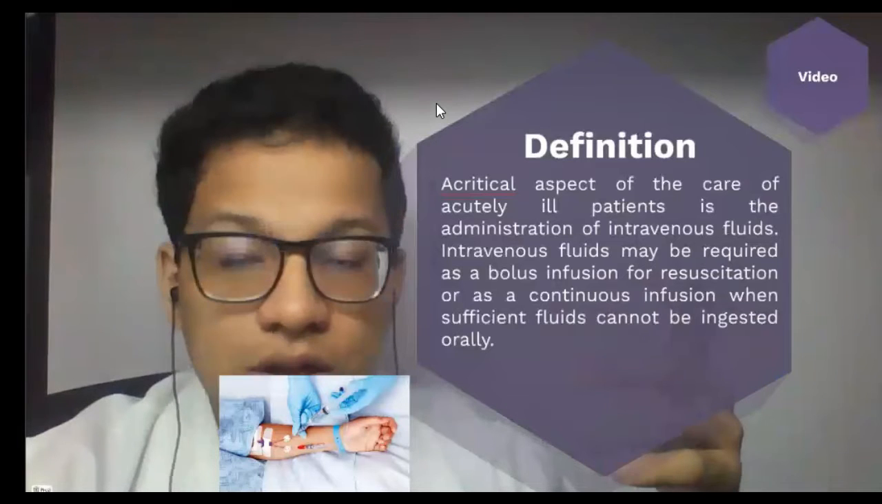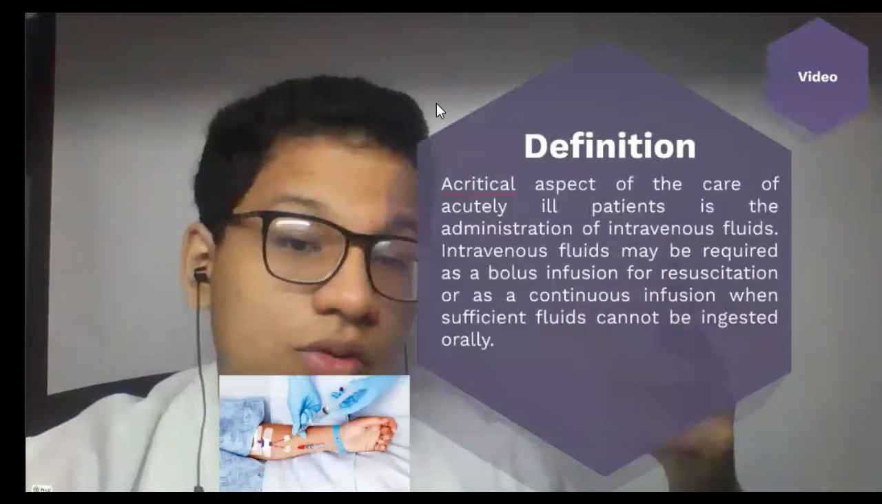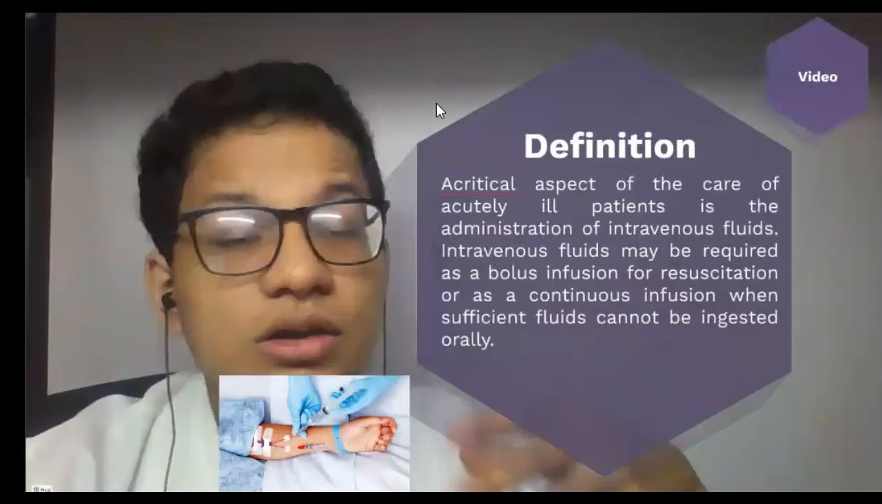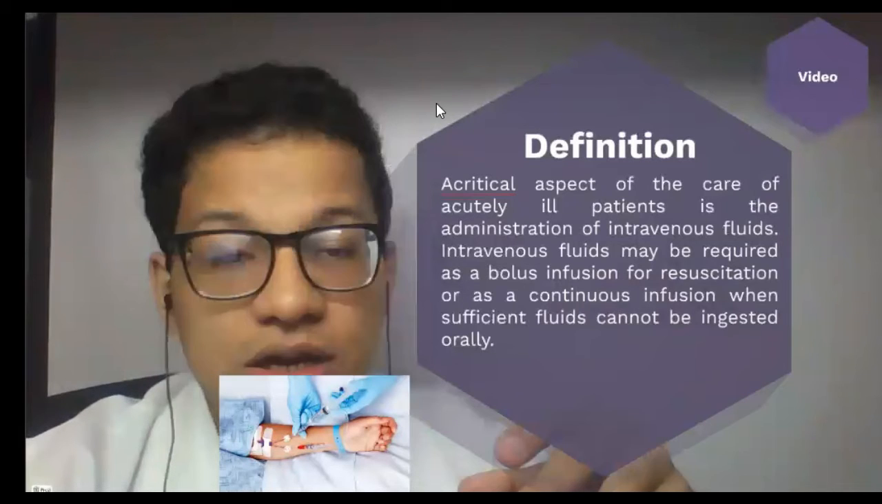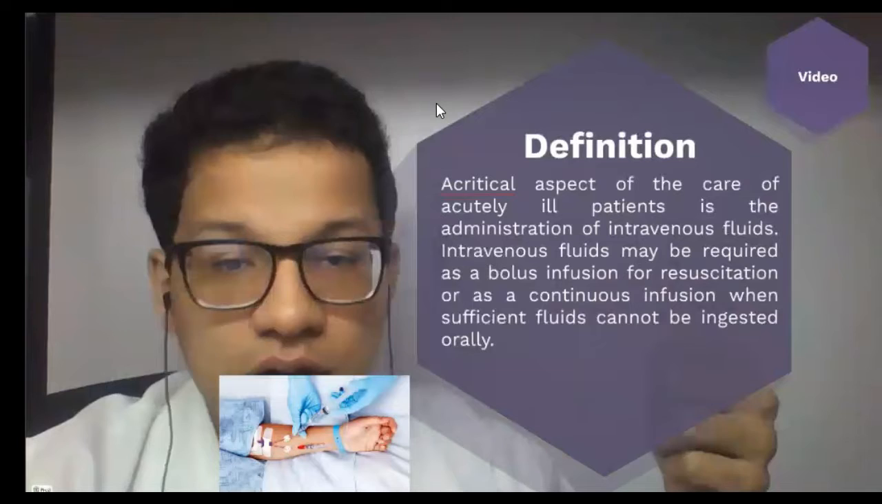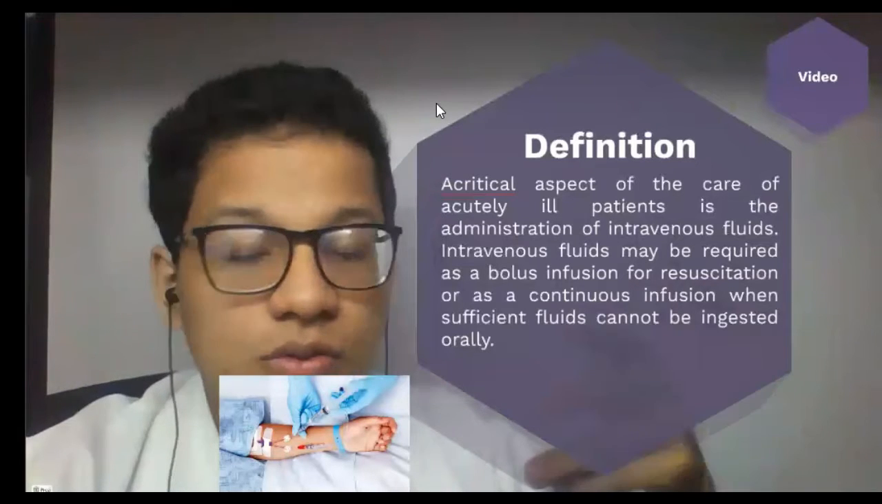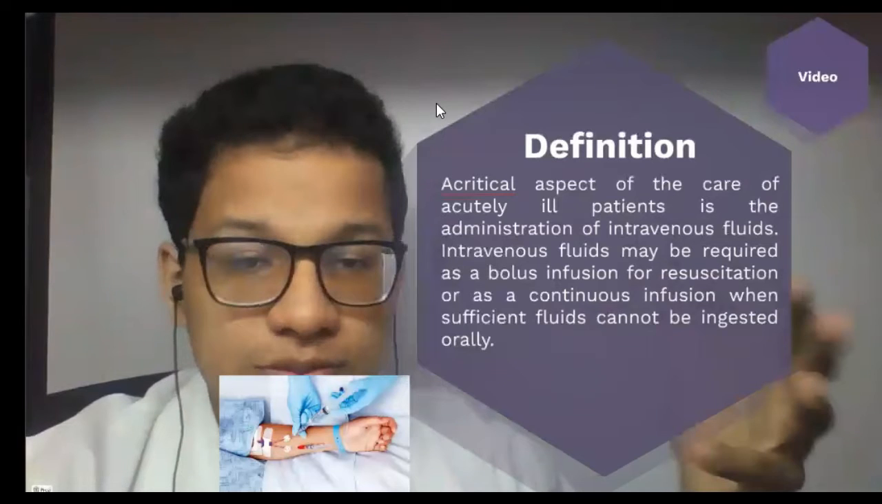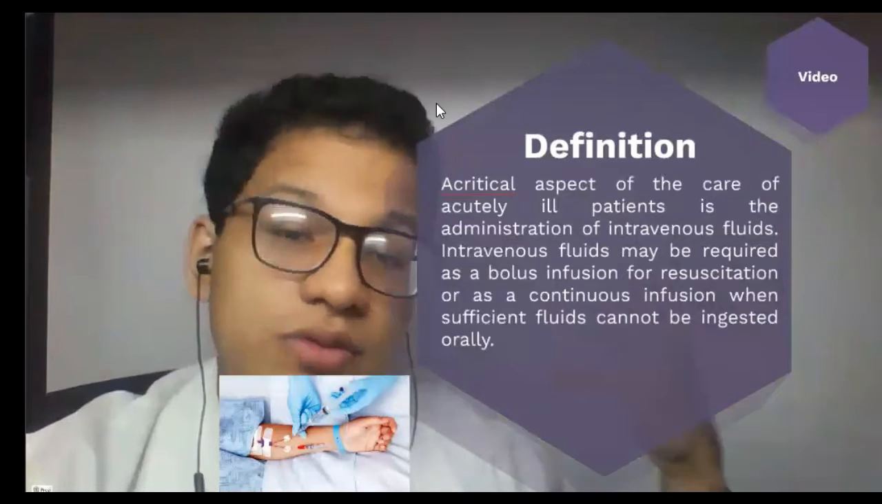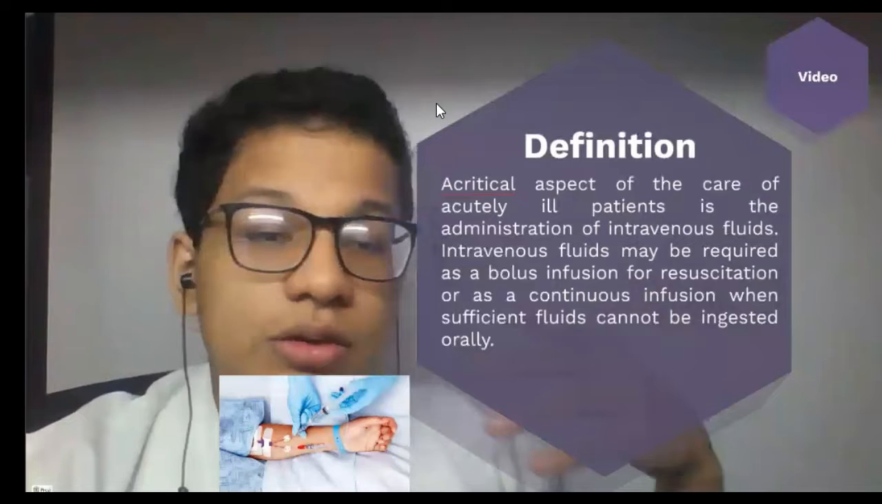Okay, so we have examples of use. The intravenous fluids can include, for example, dextrose and electrolytes, such as sodium, potassium, magnesium, and carbonates, for example. Okay, so we have a video to understand better the definition.